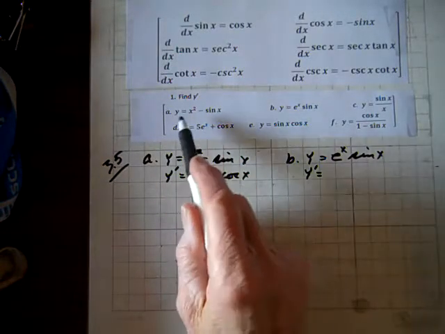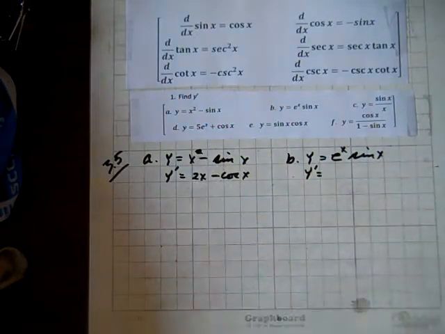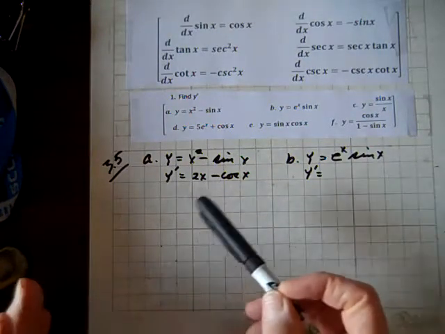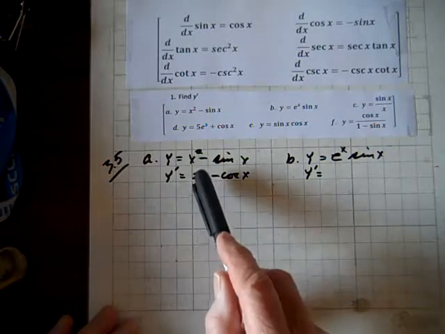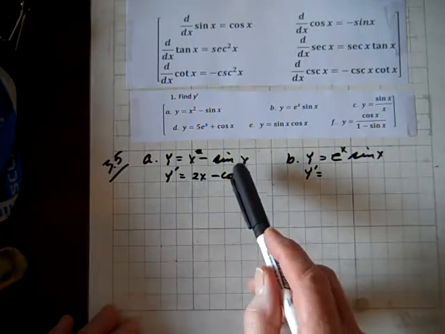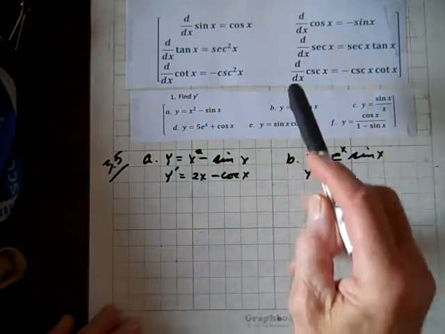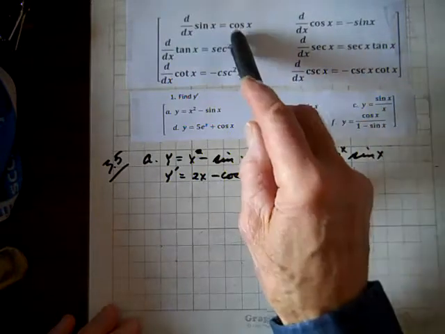So for the first one, y equals x squared minus sine x. Well, the derivative by the power rule of x squared is 2x, and the derivative of sine x is cosine of x. So there it is.